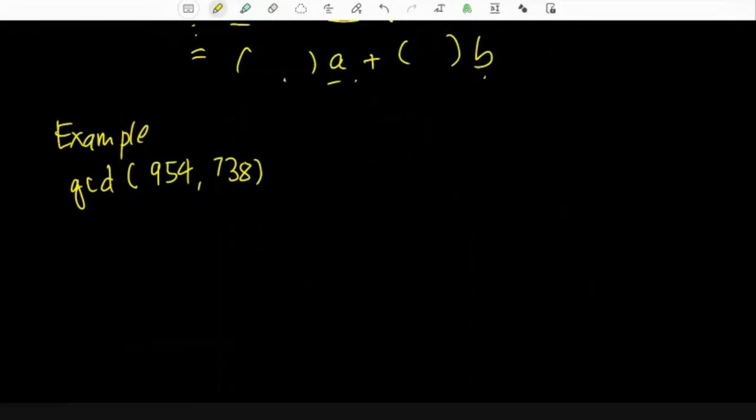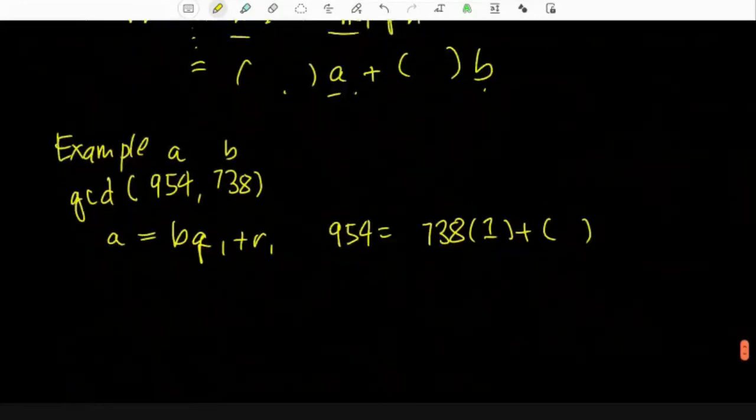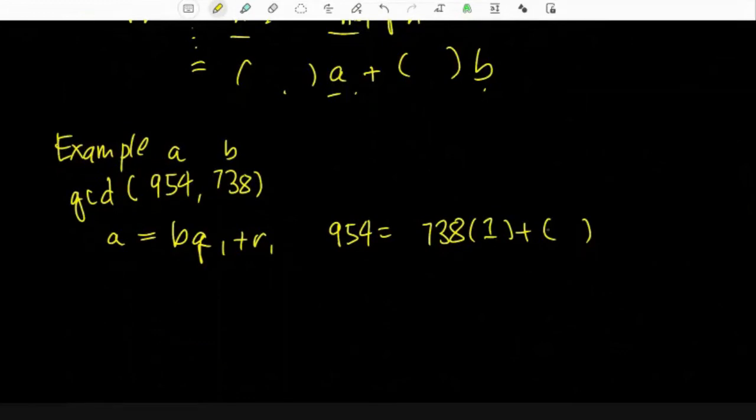So, anong gagawin natin? This is just a series of application of the division algorithm. You start with A, B, and you express this as BQ1 plus R1. So, una, ito yung A, ito yung B. So, we have 954 is equal to 738 times something plus a remainder. Ang gagawin mo lang, you get a calculator, 954 divided by 738, that's 1 point something. So, this is just 738 times 1 plus, i-minus mo lang, 954 minus 738. So, that gives us 216. Yung makukuha mo dito, siya yung R1.